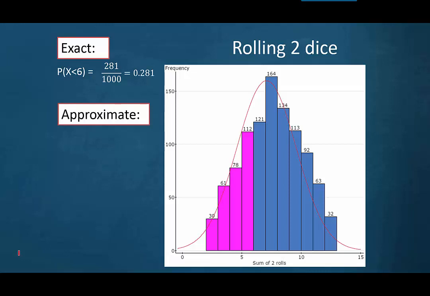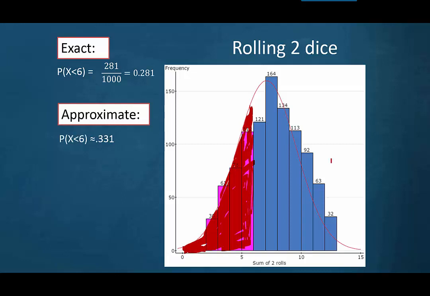If I want to use the theoretical normal model, what I'm doing here is trying to find the area that's shaded underneath the normal curve that's less than 6. I get 0.331. This smoothed out curve, sometimes called a density curve, models a continuous distribution, versus the discrete distribution of the histogram. We're going to discuss how we arrived at this later in this module.